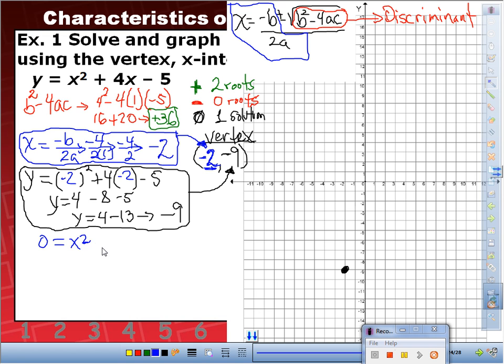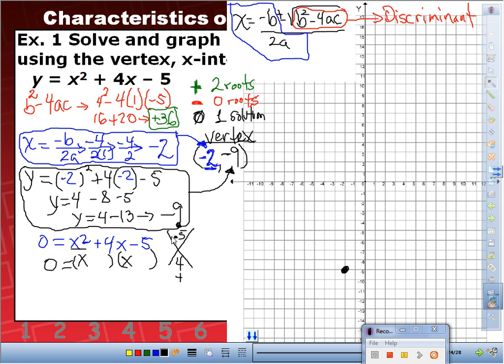0 equals x squared plus 4x minus 5. Let's solve this one together. Which method do you want to use? You want to use the quadratic formula, completing the square, or factoring? Factoring. So from here, I open 2 parentheses, factor the first term, x and x, Power Rangers. We got 4 down here for our sum and -5 for our product.